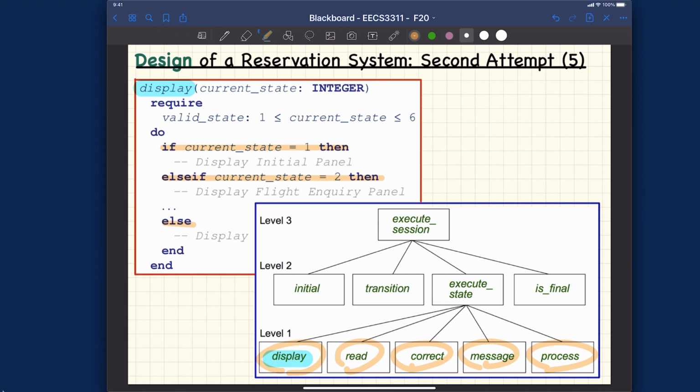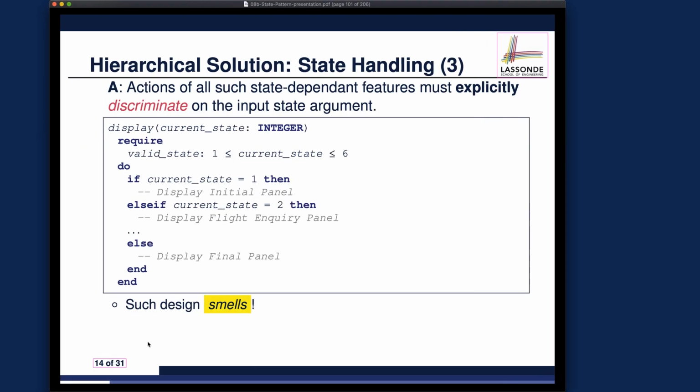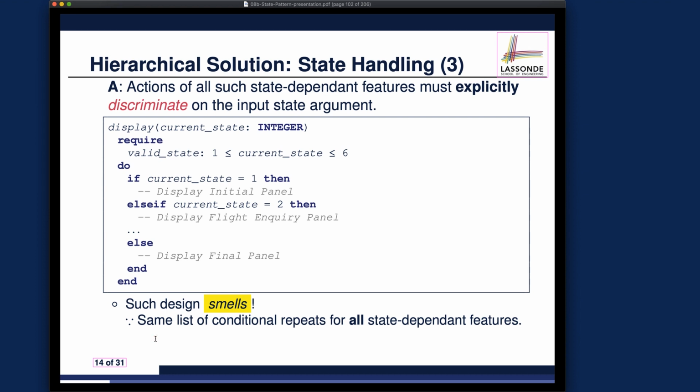Let's see some scenarios of extension to really convince you. Okay, let's go back to the slides. Because the same list of conditionals repeats for all the state-dependent features, right? I already talked about it. So now let's see some possible changes, and why it violates the single choice principle.